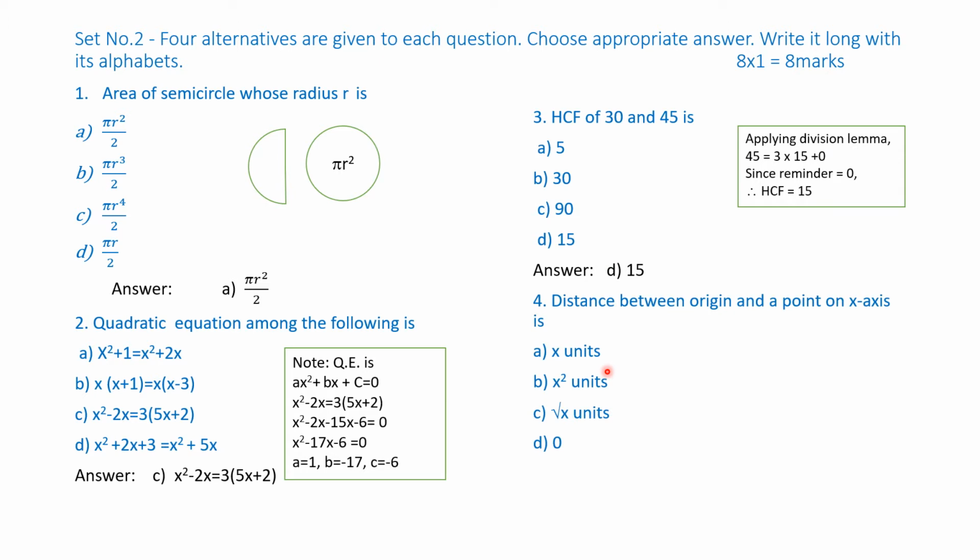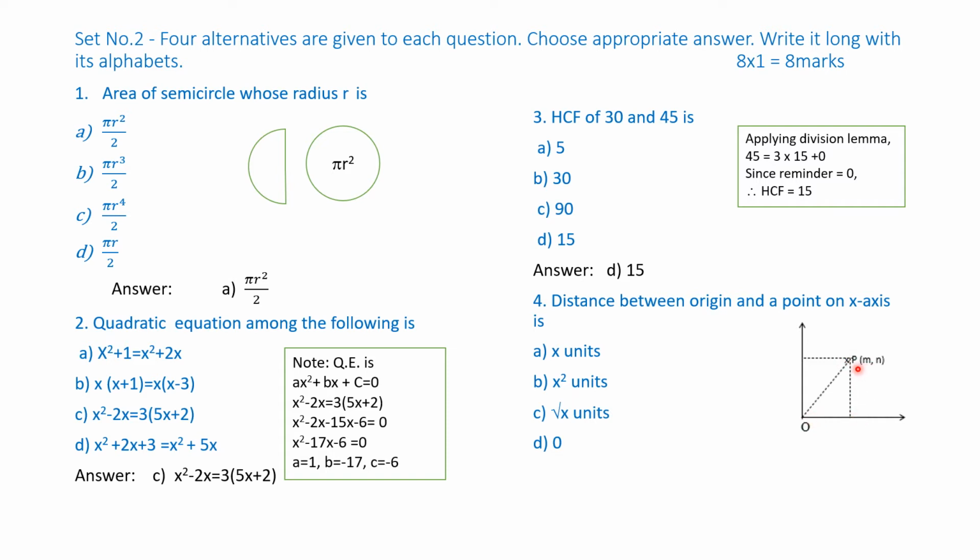Question number 4. Distance between origin and a point on x axis is: x units, x square units, x units, root x units or 0. These four options are given. We know it is simply x. In this diagram m and n are given. Please imagine, substitute m by n. Imagine this is for explanation purpose only.